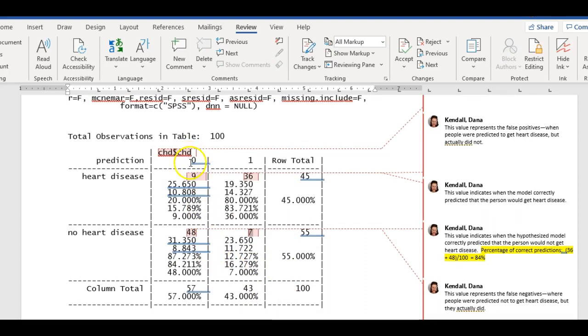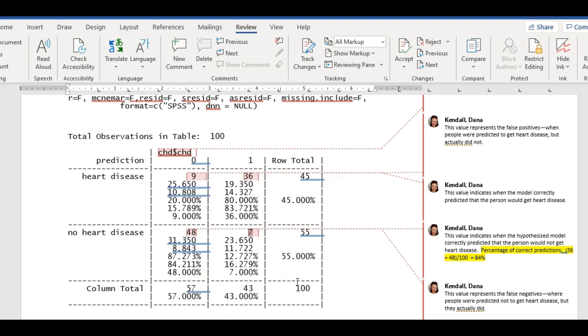So here, the person did not get heart disease in reality, and the model also predicted no heart disease. Right? So that's 48, and then the opposite here, and that is getting heart disease, predicted to get it, and then they did get it, and so that was 36 people. And then we have column totals, row totals. It's so nice and pretty, isn't it?